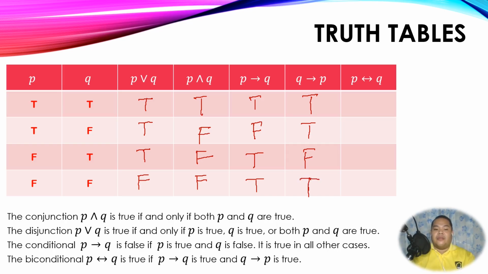For the biconditional, if and only if is true if P implies Q is true and Q implies P is true. Meaning, for these last two columns for implication, we look at if both of them are true, then the biconditional becomes true. So there you have it, the entire truth table for P, Q correspondence.